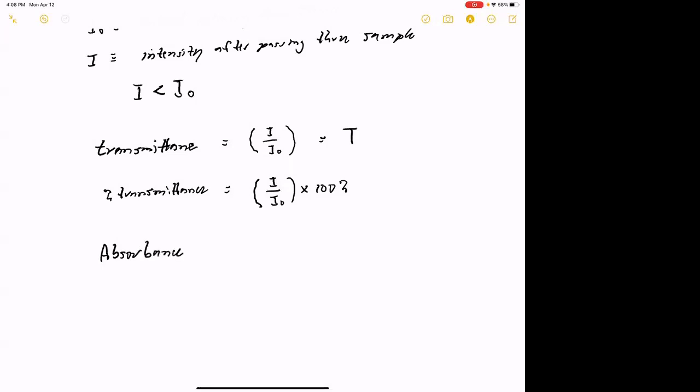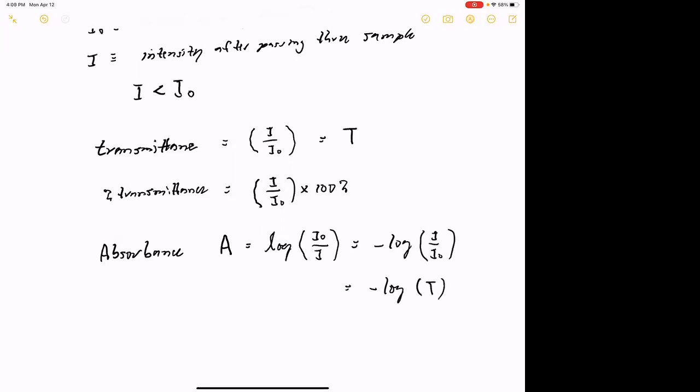Now this is the amount of light that gets absorbed. Absorbance is given as capital A, and it's equal to the base 10 log of I naught over I, which is kind of like 1 over the transmittance, right? Or if I wanted to get it in terms of transmittance, I could call it the negative log of I over I naught, which is just equal to the negative log of the transmittance.